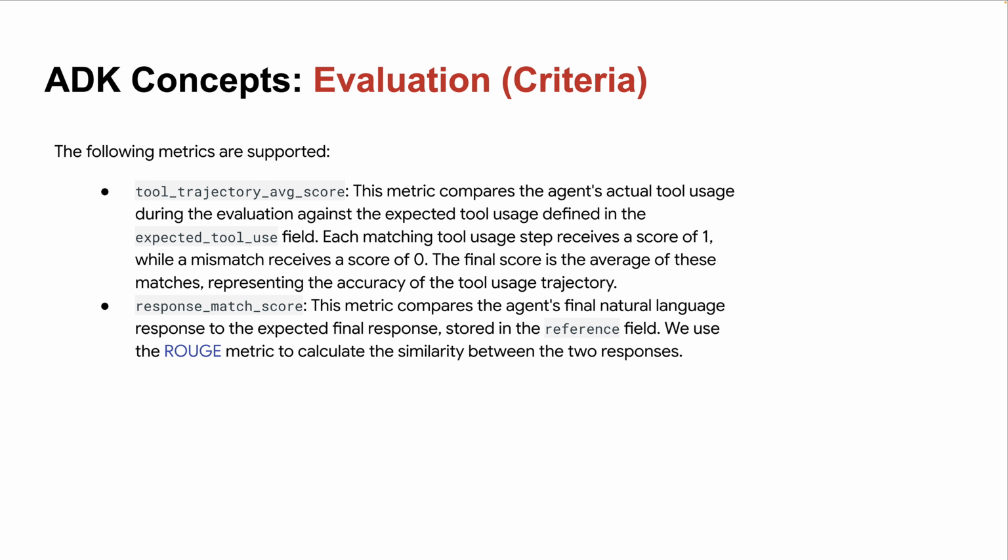You then specify the evaluation criteria, which define how the agent's performance is supposed to be measured against the evaluation dataset. So you can choose a tool trajectory average score, which will compare the agent's actual tool usage with the expected tool usage, average all the results, and provide a score, or response match score, which compares the agent's final response with the expected final response and uses the ROUGE metric to calculate the similarity between the responses. Here's an example configuration file that specifies the evaluation criteria.